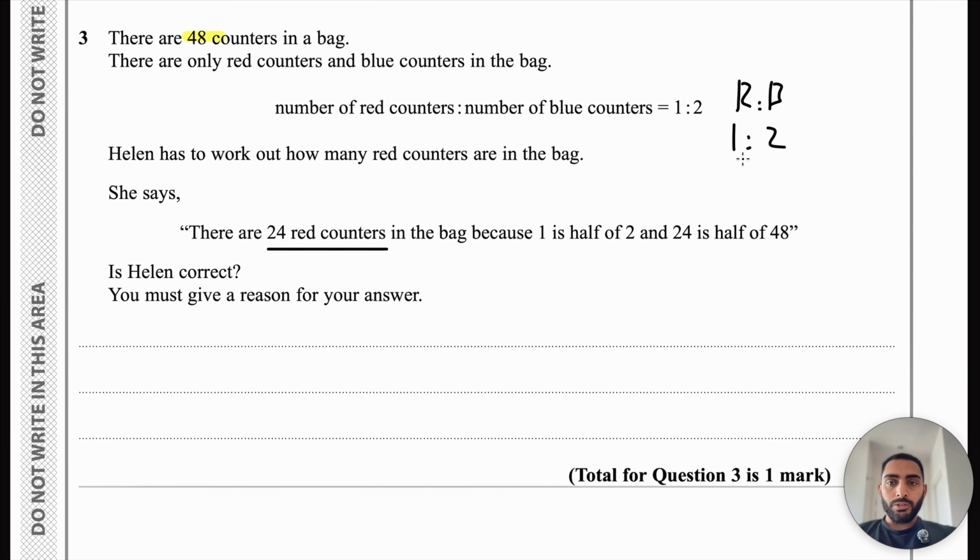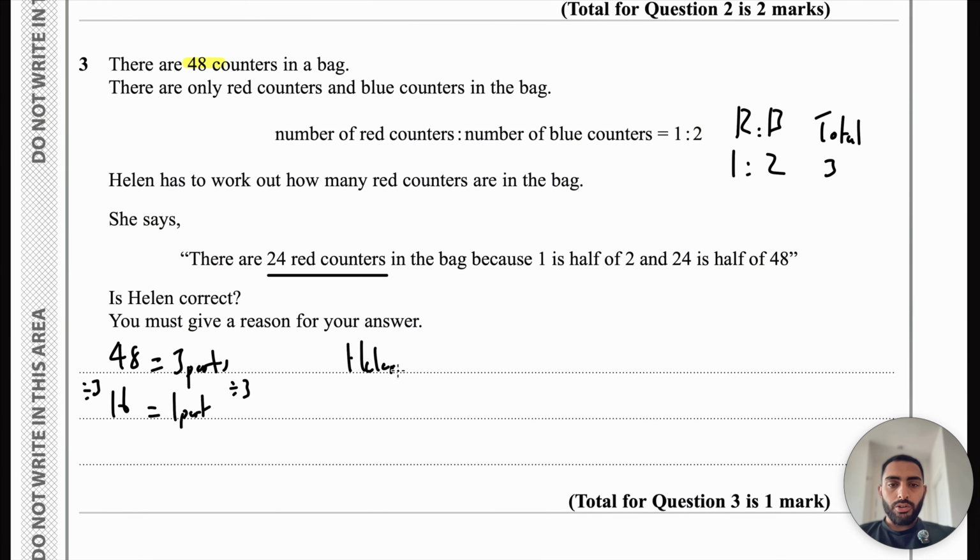So Helen's thought that to find the amount of reds, we have 1 out of 2, it's 1/2, so you just have to find 1/2 of 48. But Helen's incorrect because we need to find the total amount of parts first. 1 plus 2 is 3, so there's 3 total parts. So 48 is equal to 3 parts. How much would 1 part be worth? We need to divide by 3 on the right hand side and divide by 3 on the left hand side. 48 divided by 3 is 16, and we want the amount of reds, which is just going to be 16, and she thought it would be 24. Helen is incorrect, as there are 16 red counters.